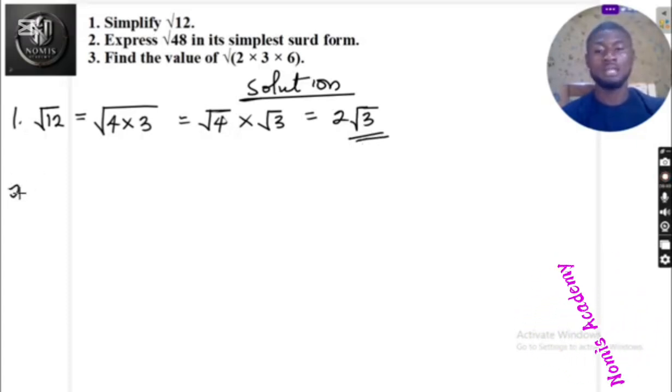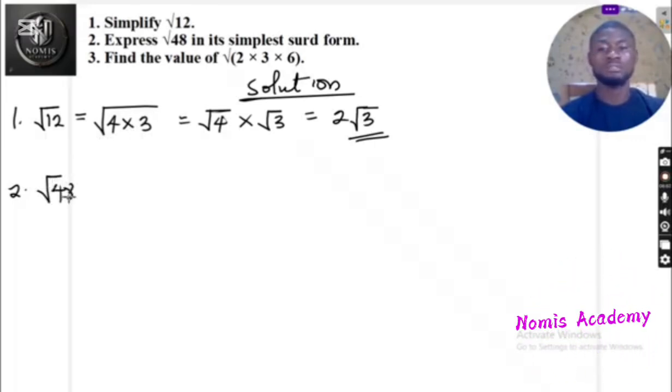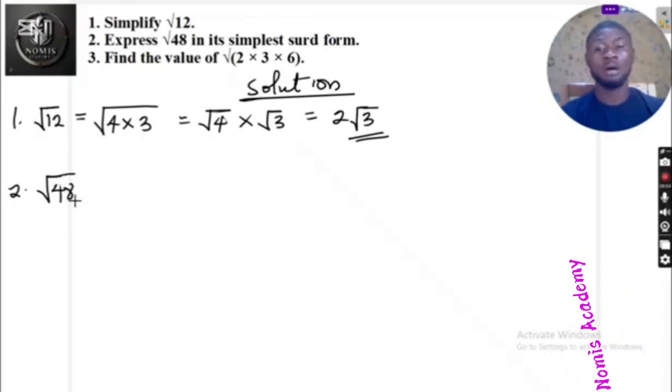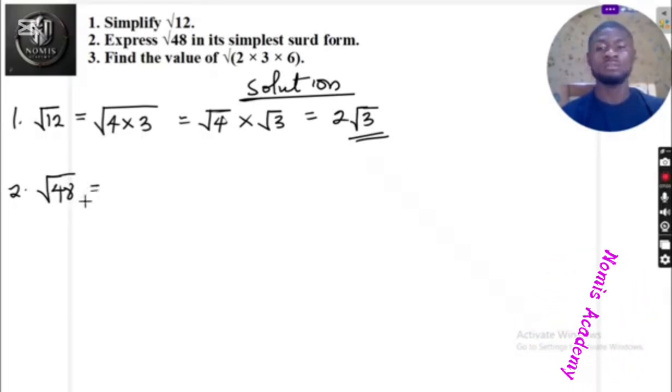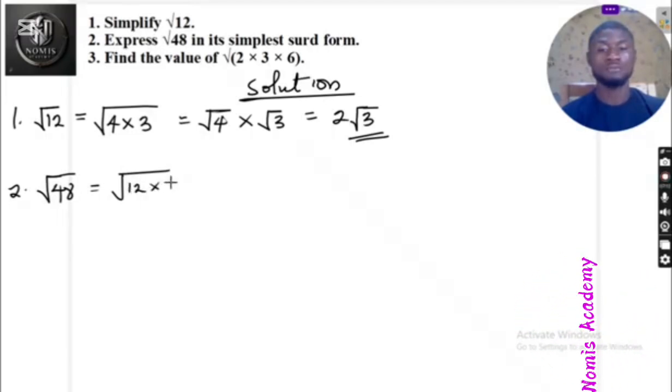So let's take example number 2. Example number 2 says: express root 48 in its simplest surd form. When you take root 48, what you think is, can I multiply one number by another number, where one of them would be a perfect square? When you think about the factors of 48, you can have it to be 12 times 4, right?